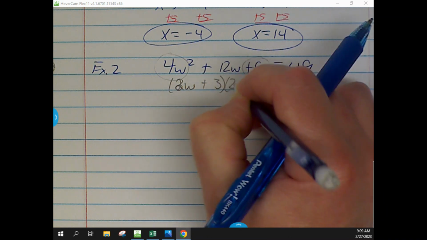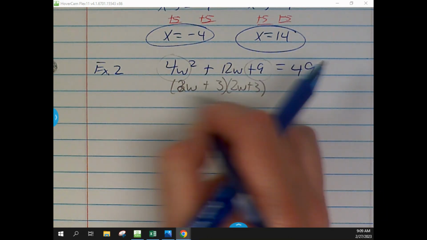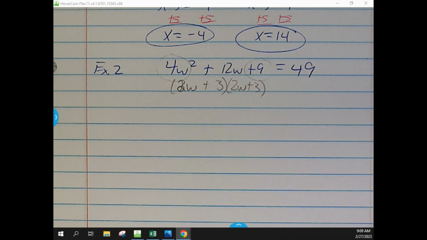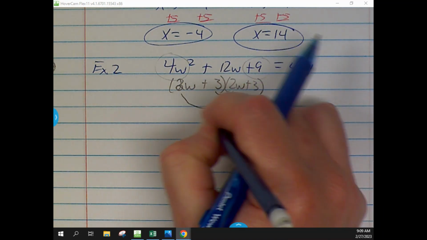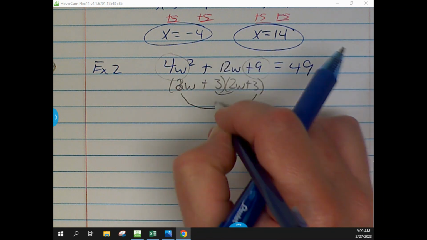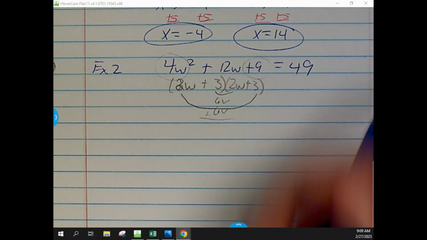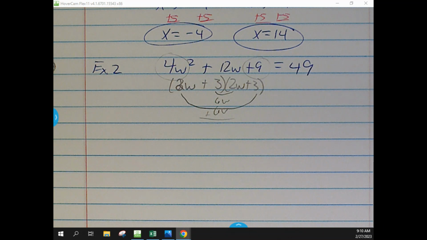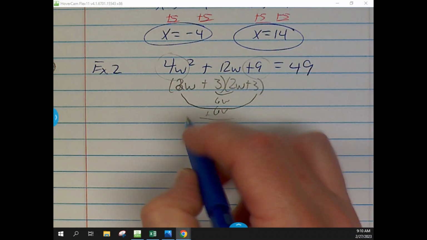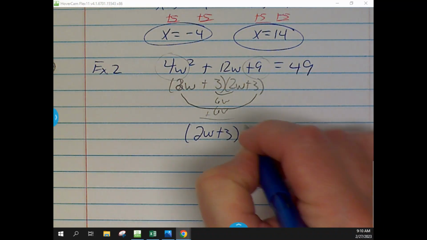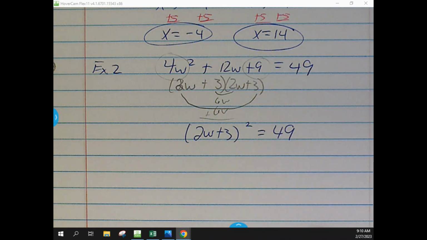So if we want to check it real quick, 4 would be 2 times 2, 9 would be 3 times 3, and then we just need to check these 2 to make sure it adds up to 12. So 3 times 2 is 6, 3 times 2 is 6. If we add those 2 together, we do get 12, so that's our shortcut for this thing. That's going back to that perfect square shortcut for factoring that we talked about last week, I think it was. If this is a perfect square and that's a perfect square, then you can look for the shortcut. So this thing would be 2w plus 3 squared equals 49.